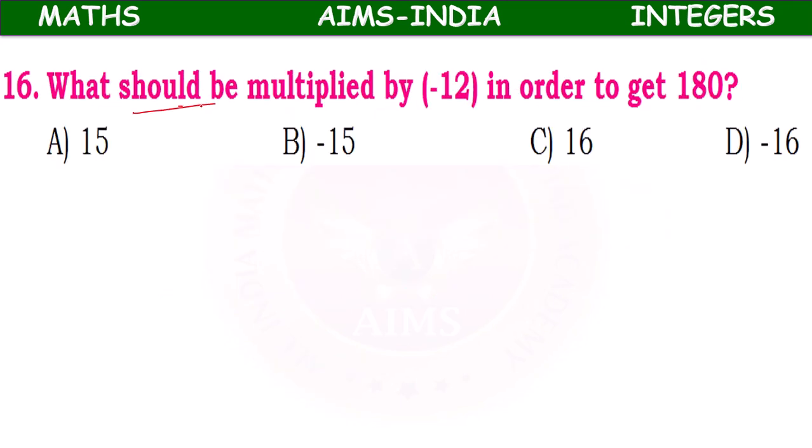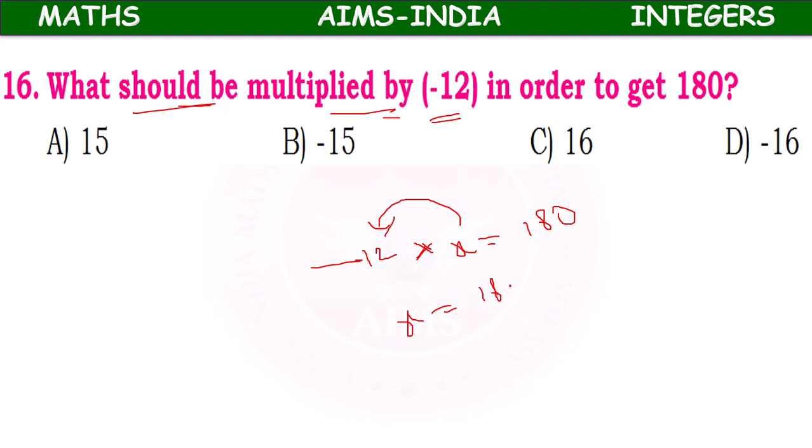Next. What should be multiplied by minus 12 to get 180? Suppose x should be multiplied by minus 12 to get 180. So we will write like this symbolically. Now what is the value of x? This 180 by this minus 12 will come this side. So numerator positive, denominator negative. Means total negative sign will come.